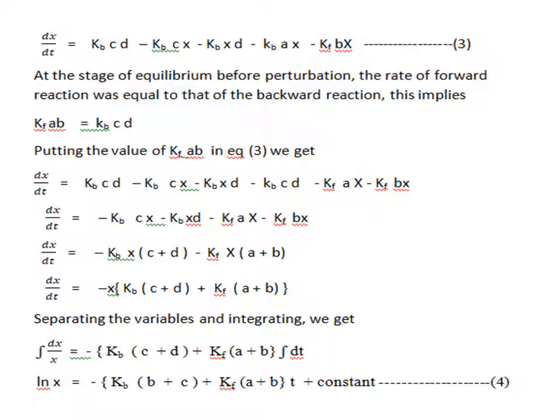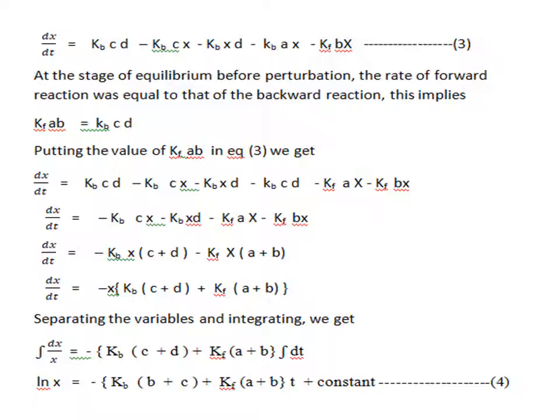Now separating the variables, x is taken on the left hand side and dt on the right hand side. Then the equation will become dx over x equal to minus Kb into C plus D plus Kf into A plus B into dt. On integration, the integration of dx over x is equal to minus Kb into C plus D plus Kf into A plus B into the integration of dt.